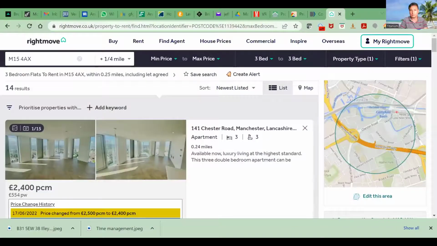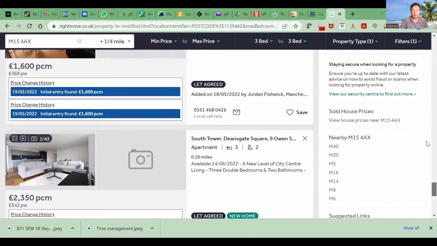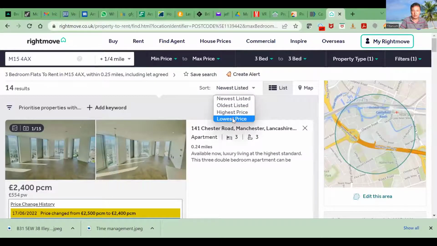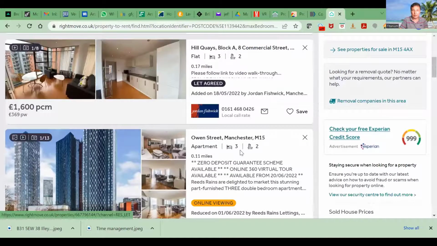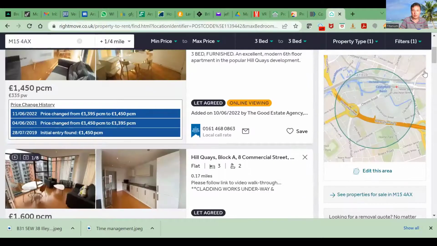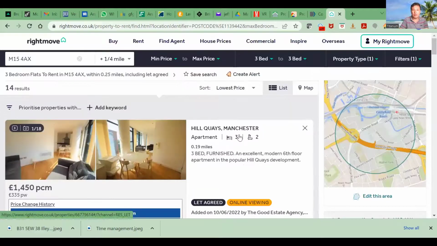Okay. A quarter mile radius M15 4AX, right? Postcode. 3 beds. Not bad. There are only 14 for rent. Okay, 14 for rent. So you take the midpoint. Okay, sort from the lowest to the highest. 3 bed. Let's look at the midpoint. You're likely to get about 2004. How's that for a new home? Okay, 2,400. That's how you estimate. Maybe give it a discount, 2003.